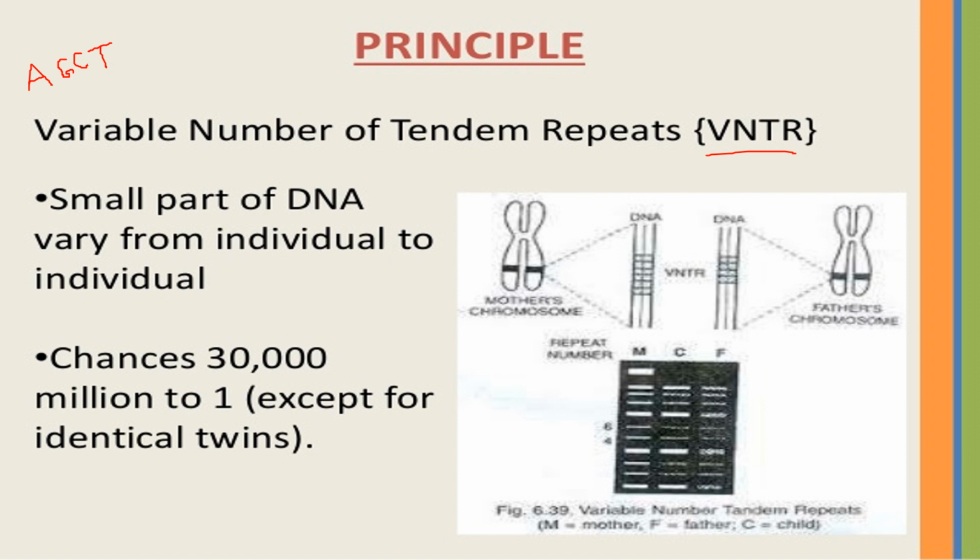So from where does the child acquire these tandem repeats? 50% of this repetitive sequence in the DNA is inherited from the mother, and the other 50% of this repetitive sequence in particular chromosomes is inherited from the father.